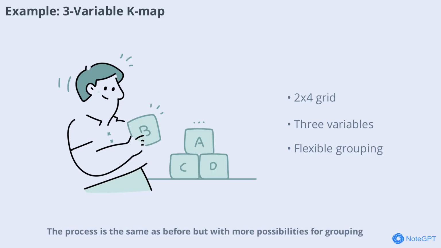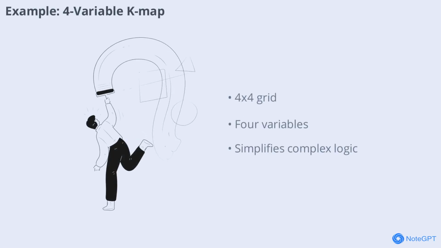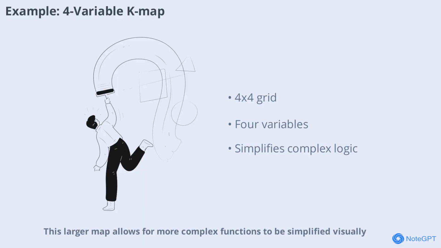The process is the same as before, but with more possibilities for grouping. This example shows how K-maps scale with more variables while still keeping the simplification process manageable. A 4-variable K-map uses a 4x4 grid, representing all possible combinations of 4 input variables. This larger map allows for more complex functions to be simplified visually.